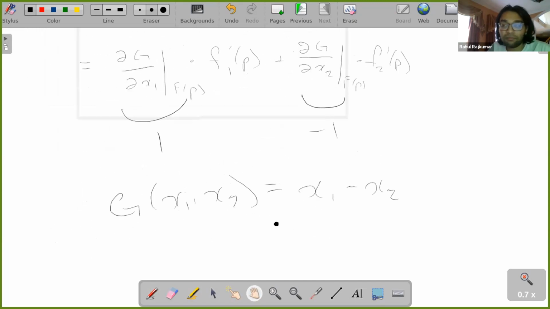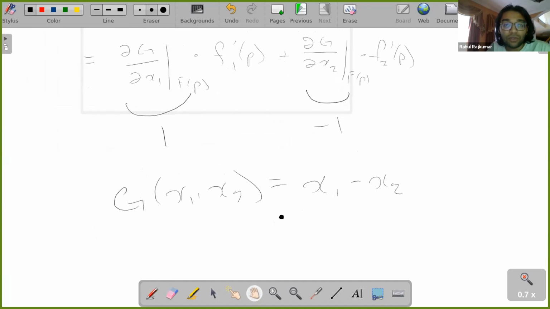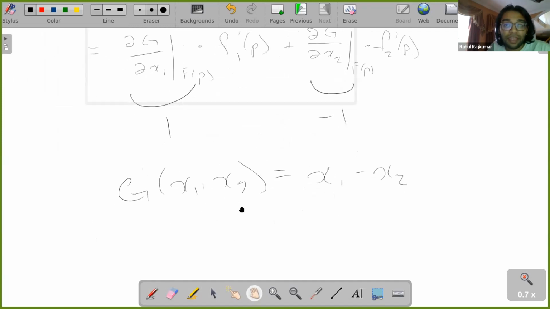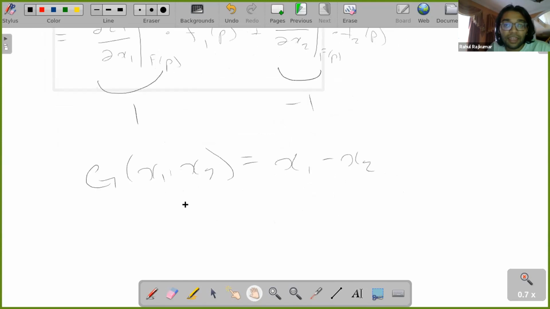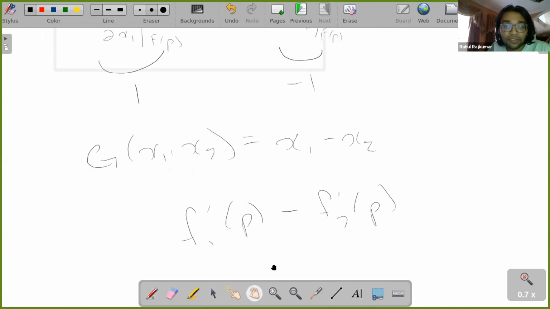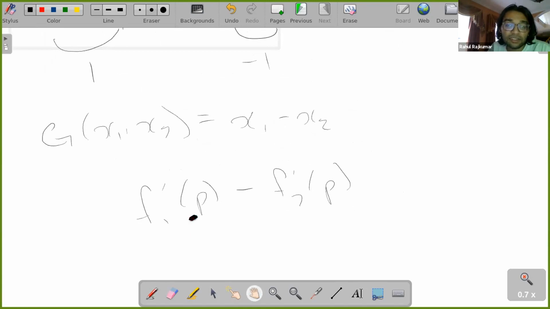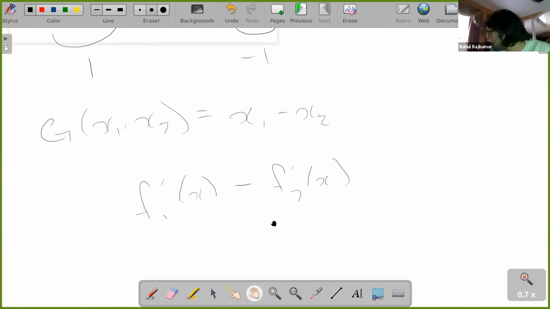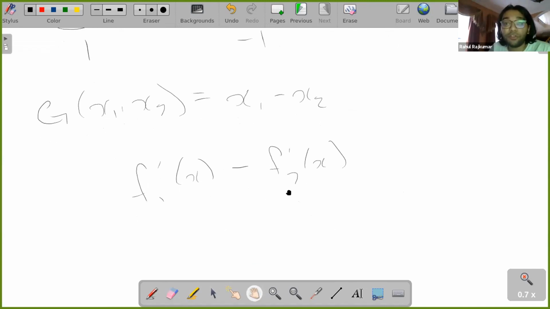So f1 prime of p minus f2 prime of p needs to be, and actually let me just call these x's now. This needs to be linear and at some point equal to 0, but also you cannot have both of these equal to 0 at the same time, right? Because then it would not be constant. In order for it to be constant, f would have to be identically 0.